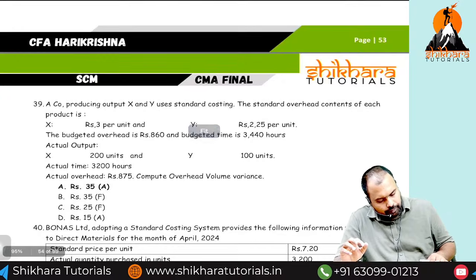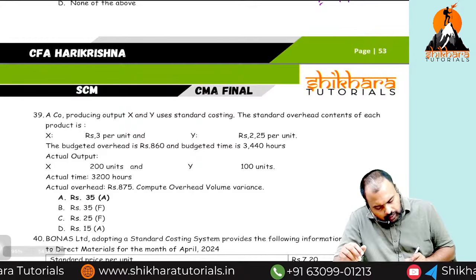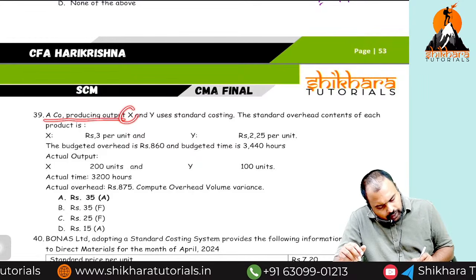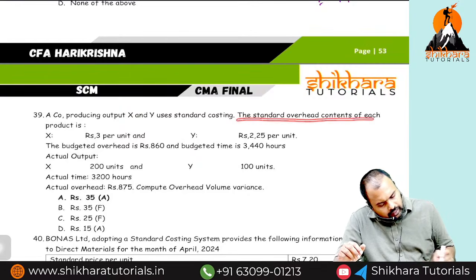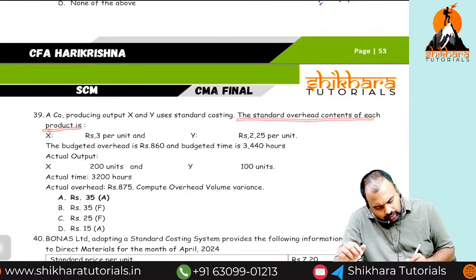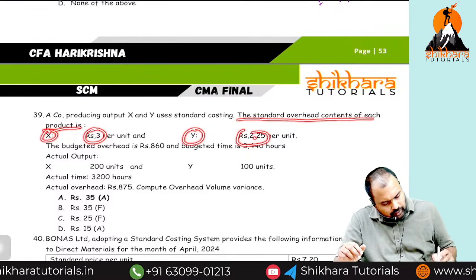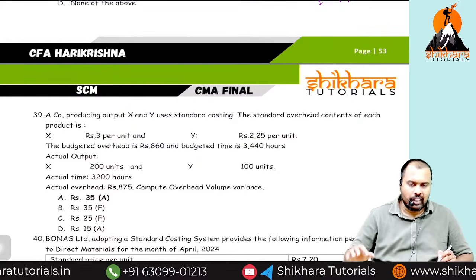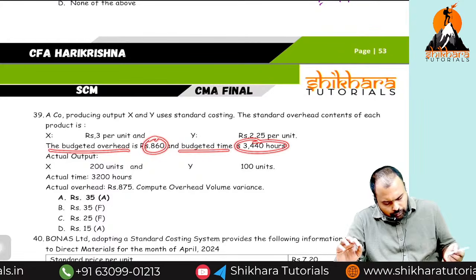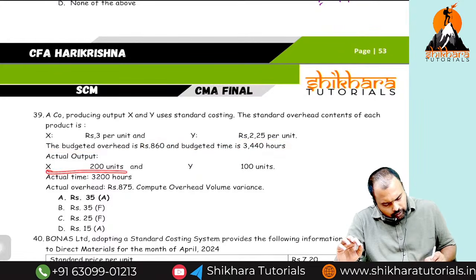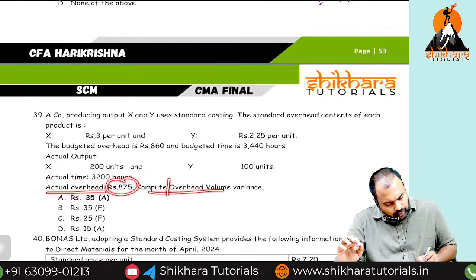Then question 39. A company producing output X and Y uses standard costing. The standard overhead for each of the products is X is 3 per unit, Y is 2.25 per unit. That is the standard overhead absorption rate. Budgeted overhead is 860 and budgeted time is 3,400. Actual output, actual time and actual overhead are also given. Compute the overhead volume variance.